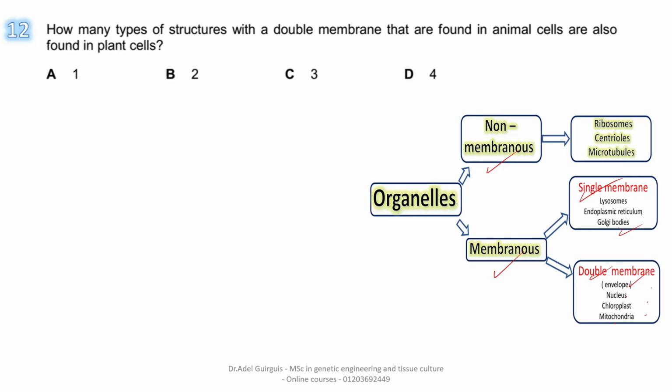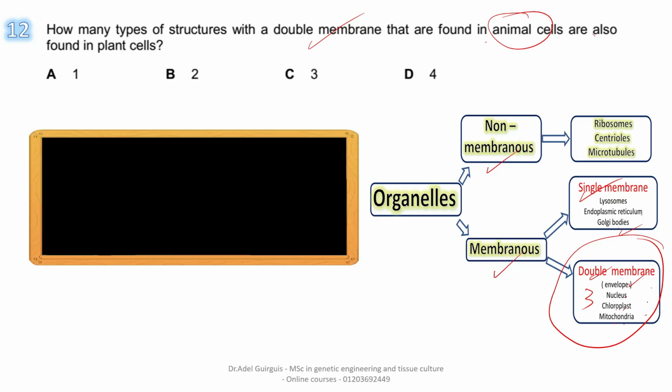Okay? Here is the question again. How many types of structures with a double membrane that are found in animal cells are also found in plant cells? Concentrate on this. How many structures? Nucleus, chloroplast, mitochondria, 3. But the question is about animal cells. Animal cells are devoid of what? Devoid of chloroplast. No chloroplast is found in animal cells. So with a double membrane, structures shared between animal cells and plant cells, two structures. So the answer is B.